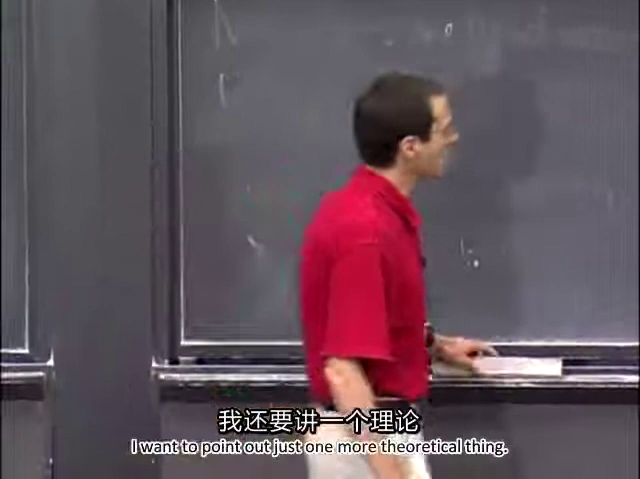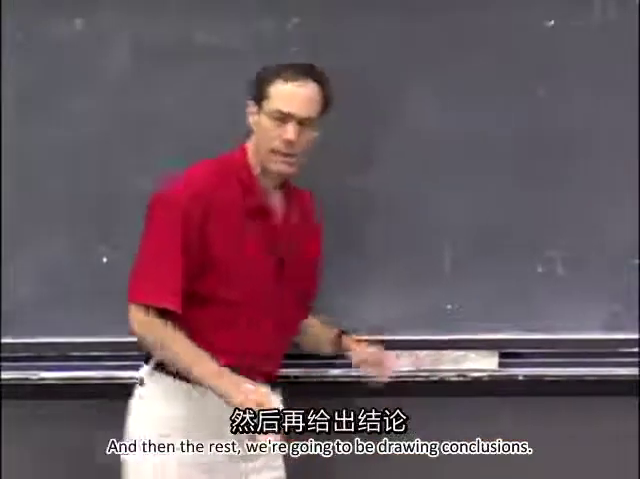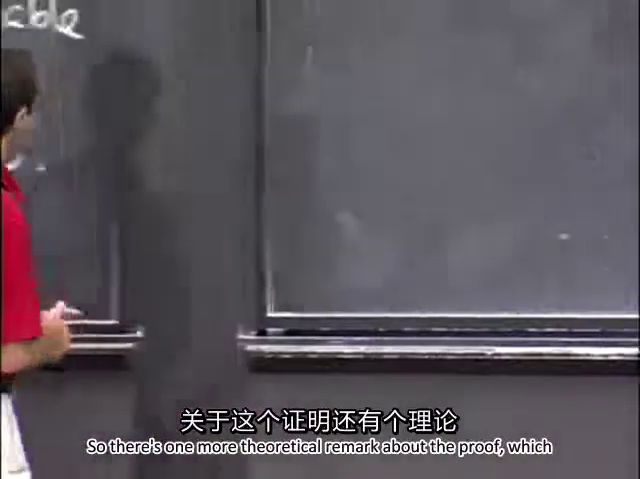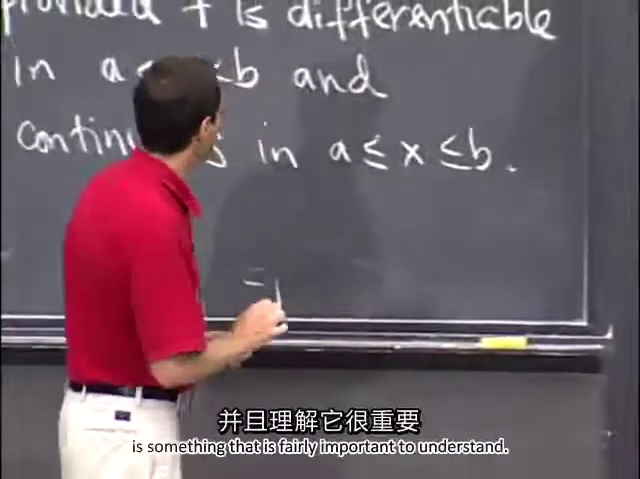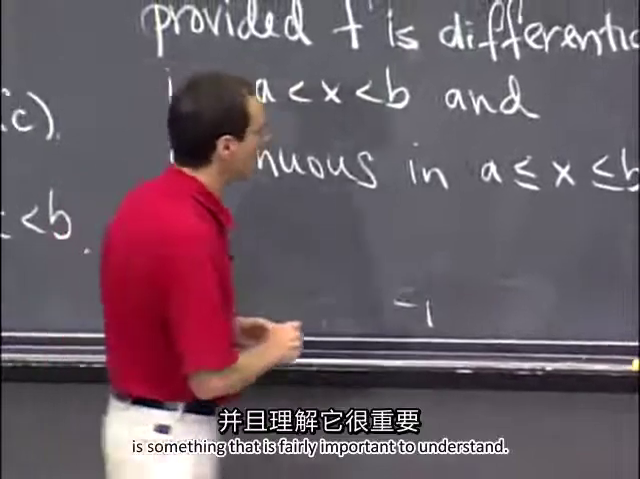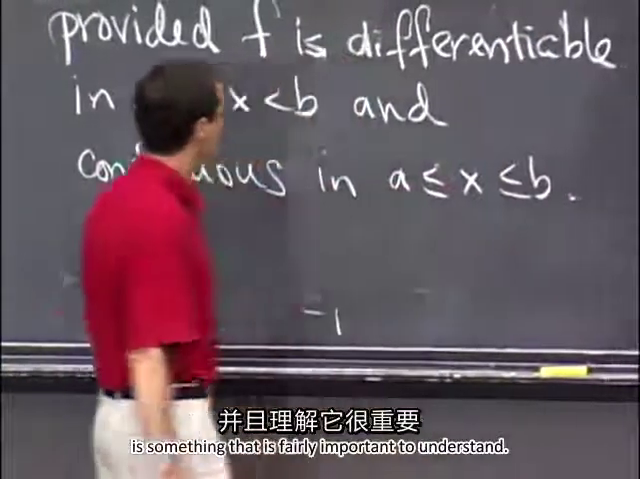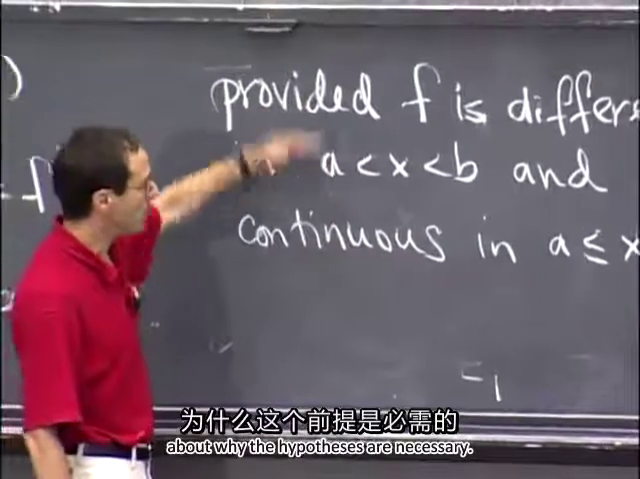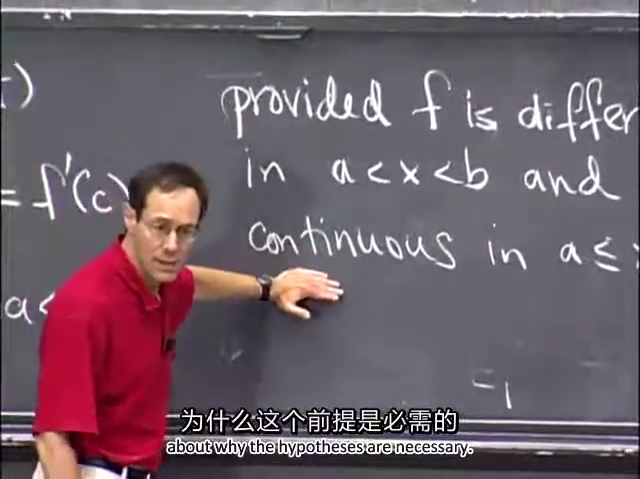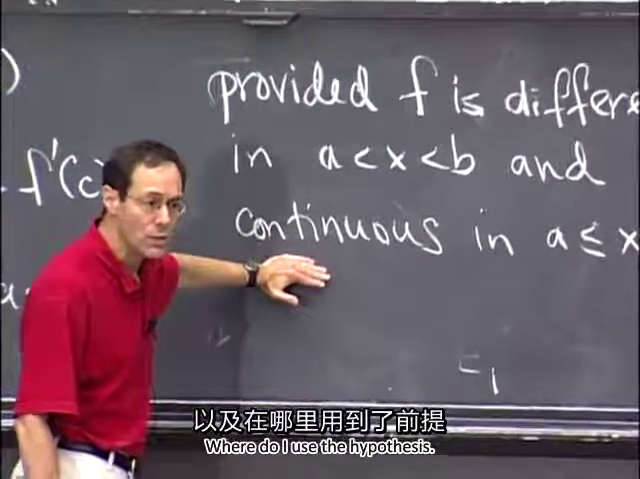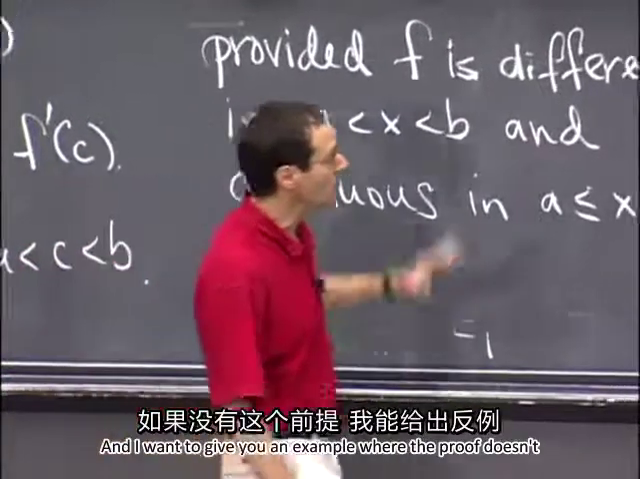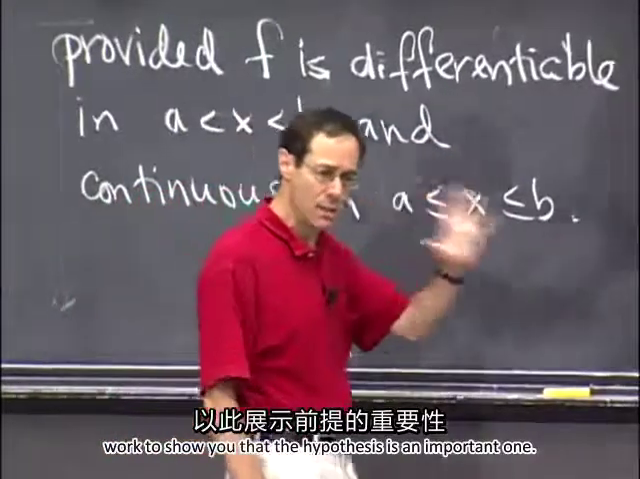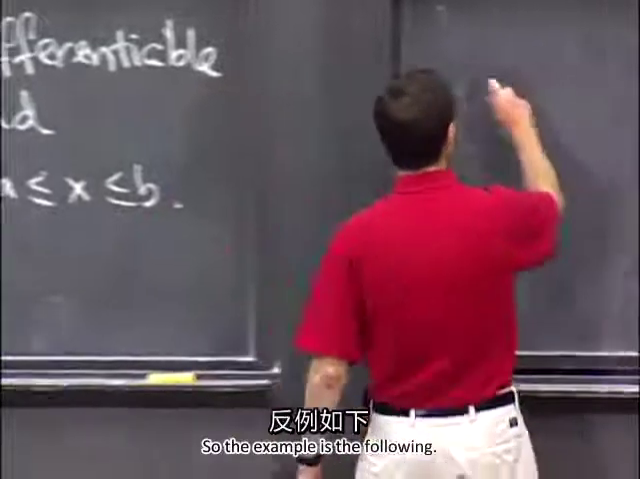I want to point out just one more theoretical thing, and then the rest we're going to be drawing conclusions. So there's one more theoretical remark about the proof, which is something that is fairly important to understand. When you understand a proof, you should always be thinking about why the hypotheses are necessary. Where did I use the hypothesis? And I want to give you an example where the proof doesn't work to show you that the hypothesis is an important one. So the example is the following.